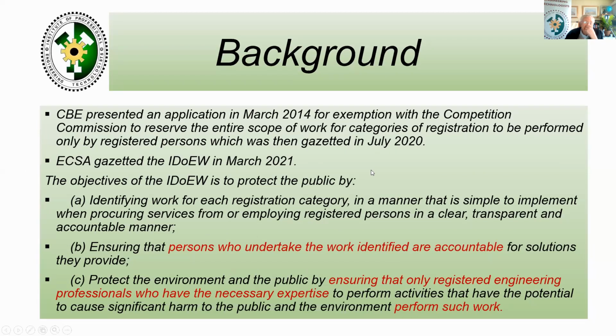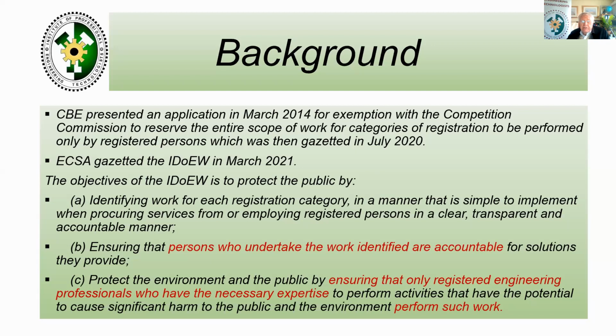In any case, the CBE presented an application in March 2014 for the exemption with the Competition Commission to reserve the entire scope of work for categories of registration to be performed only by registered persons, which was then gazetted in July 2020. ECSA gazetted the identification of engineering work in March 2021. That's an important date to remember, because they gave us 3 years, everybody, to register from March this year.